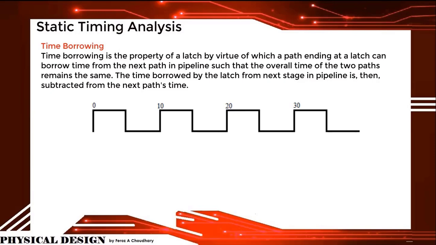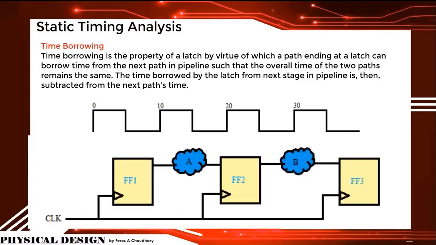Let's consider a clock of time period 10. As you can see, 10, 20, 30 are the clock periods. Now we'll consider a reg to reg path, that is flip-flop 1 to flip-flop 2, flip-flop 2 to flip-flop 3. In between we have the combinational logic A and B. Whatever data is launched at flip-flop 1, that is, we launch the data at 0, will be captured at flip-flop 2 at the period of 10.